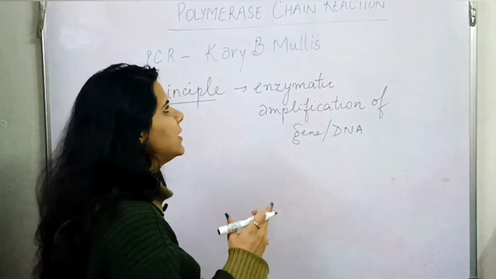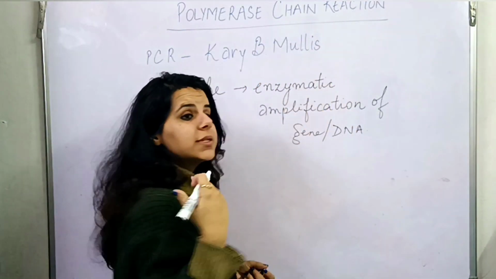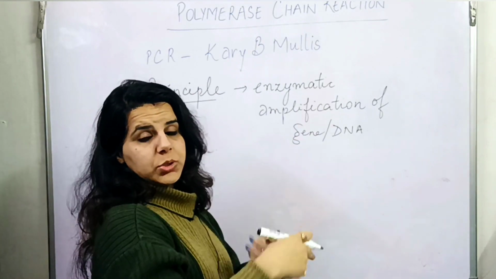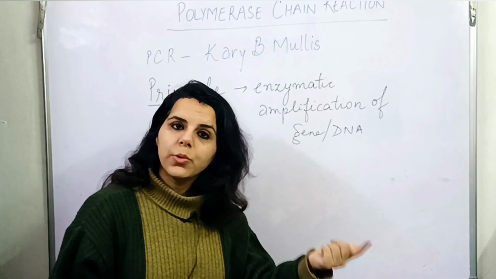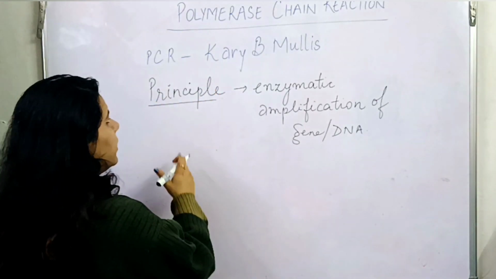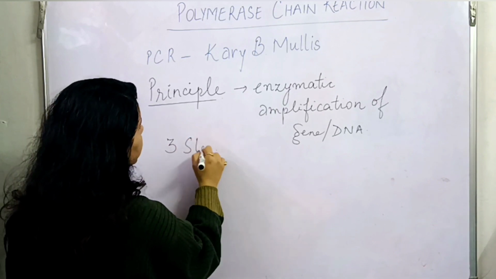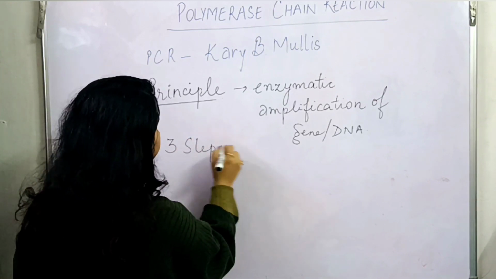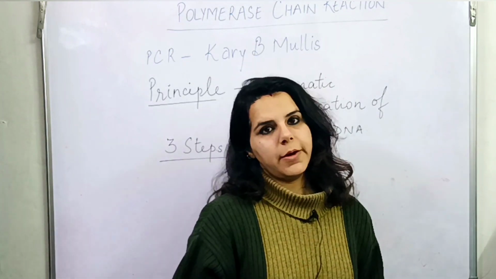Alright, now PCR, as the name suggests, is a chain reaction, meaning there will be n number of reactions one after the other so as to get the final product. Now PCR involves 3 steps, but before talking about these steps, let me quickly give you an idea why we use PCR.